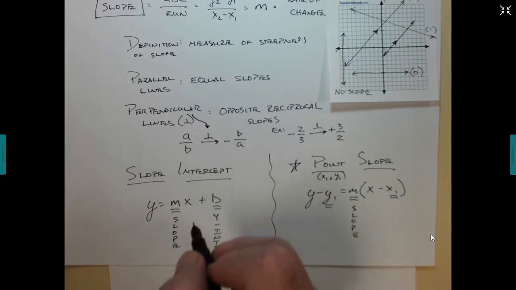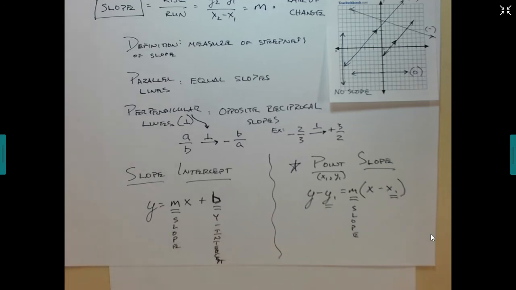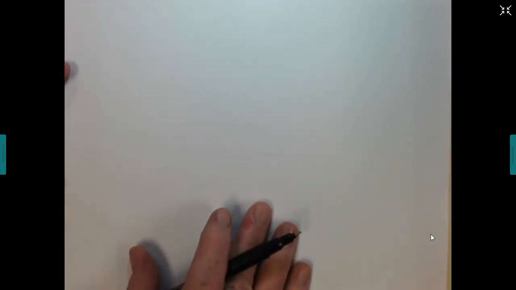With slope intercept, you got to find this y-intercept, which is where the line crosses the y-axis. That's not always easy to find. All right. So for writing an equation of a line, let's do a couple of examples.